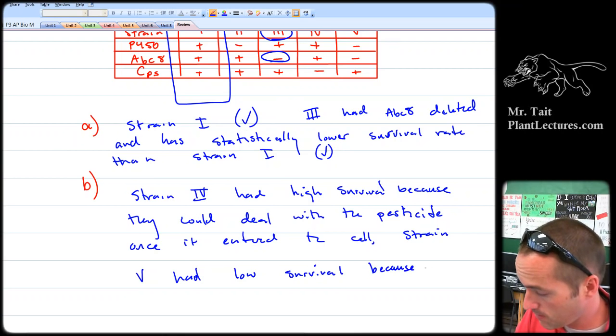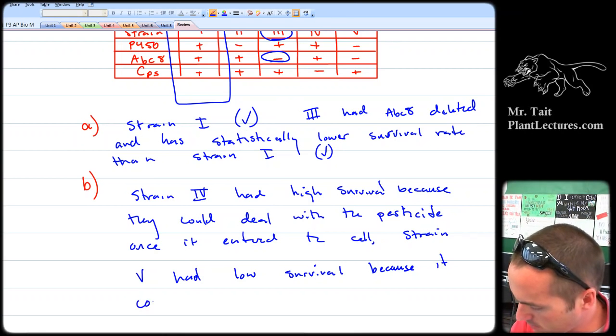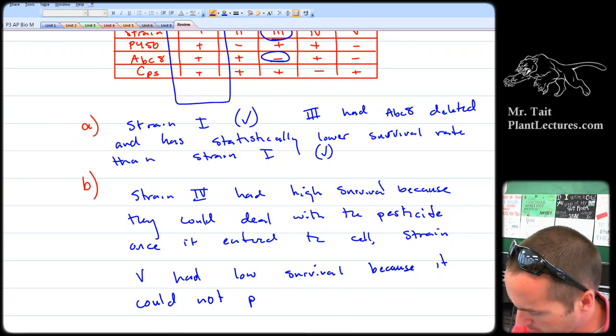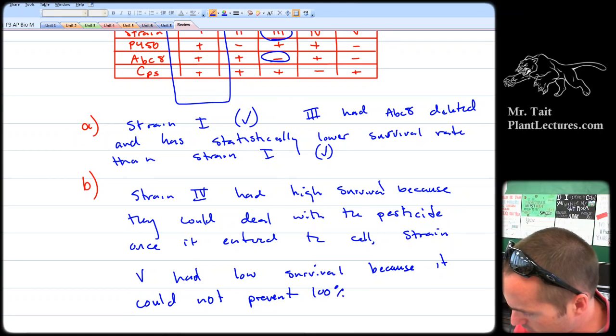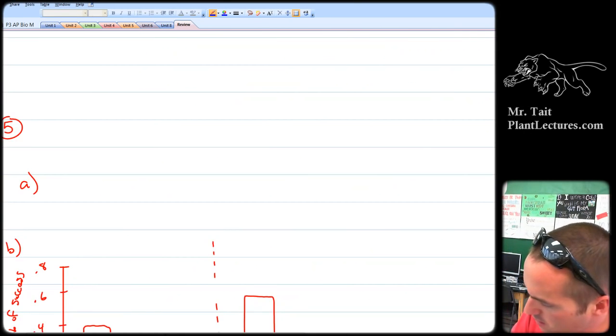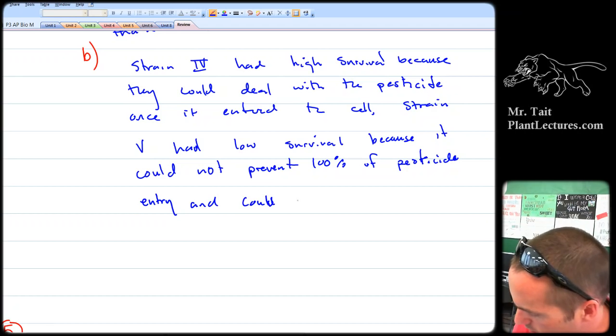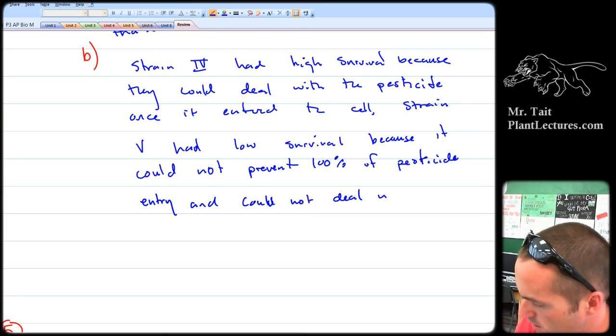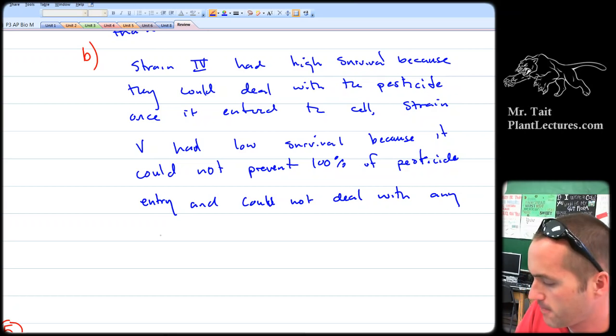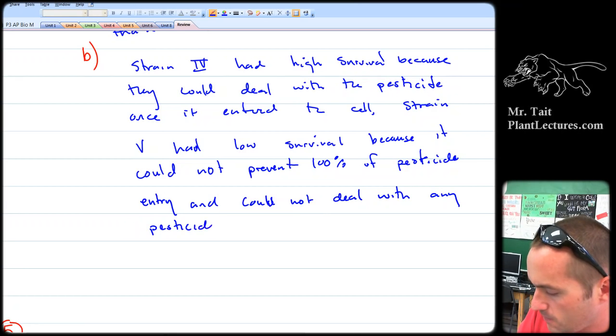Because it could not prevent 100% of pesticide entry. And could not deal with any pesticide once entered. Yep.